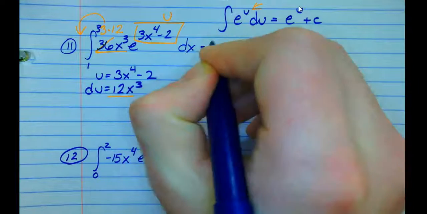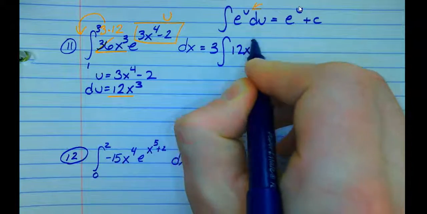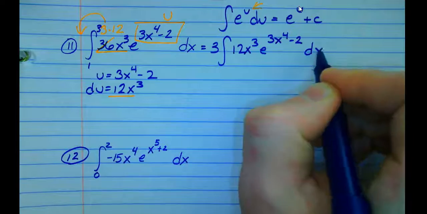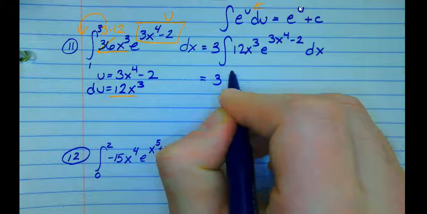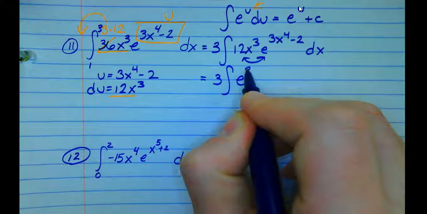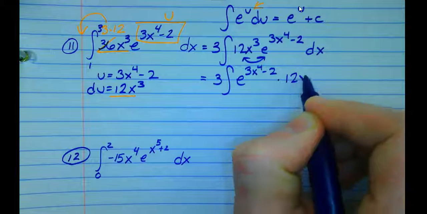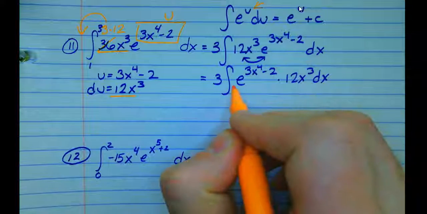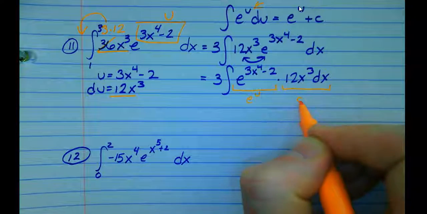So I'm going to rewrite this as 3 times the integral of 12x cubed e to the 3x to the fourth minus 2 dx. Okay. Let me just rearrange a few terms so it looks a little bit neater. I'm going to say the integral, and I'm just going to swap these terms. So this is e to the 3x to the fourth minus 2 times 12x cubed dx. Alright. The reason I switch those is so it's easier to see. This is e to the u, and this is du.